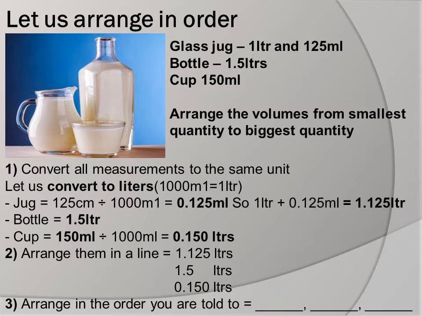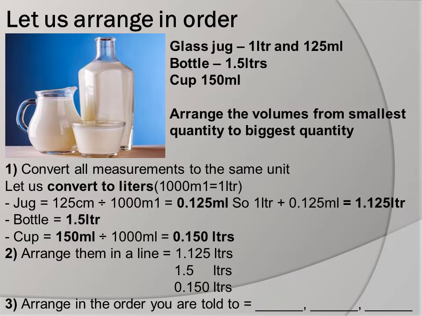And how do we do that? We have to convert to liters. Okay, now let's convert to liters. What is the standard measurement for milliliters and liters? 1000 milliliters make 1 liter. So let's put that up here. Now with this in mind, how do we convert what we have in the glass jug? How do we convert it to liter?